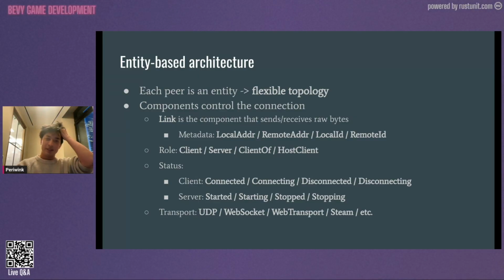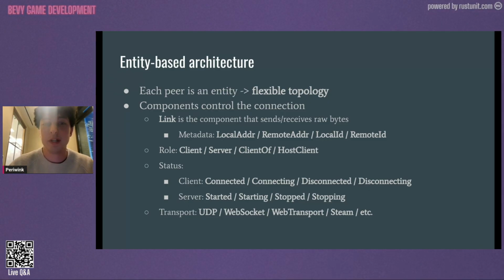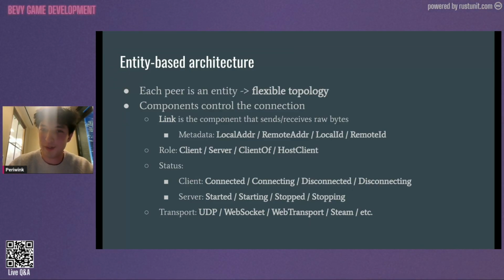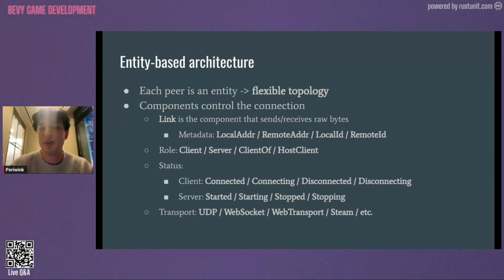So what is the architecture? I guess the key insight is that each peer, which is basically a client or a computer connected to the network, is an entity in Bevy. And this is really powerful because it allows for a flexible topology. You can have multiple clients, multiple entities inside your app. You could have multiple servers. It can support both a client-server or a peer-to-peer architecture. And then once you have this entity, you can add extra components to tell Lightyear how this peer behaves with the rest of the network.